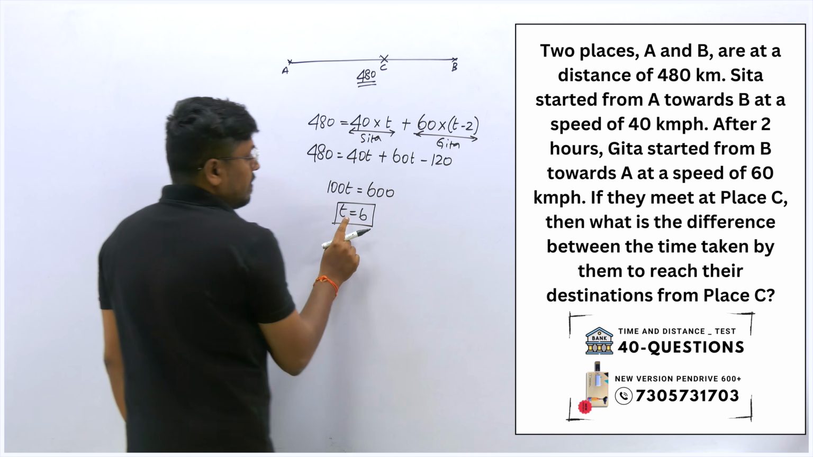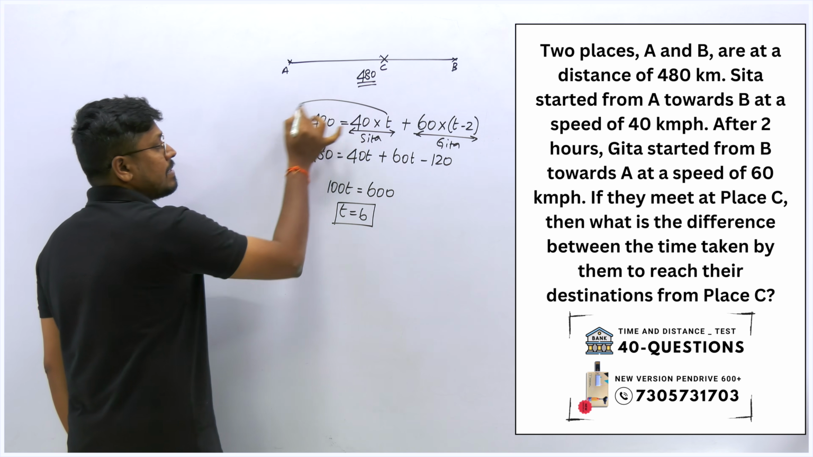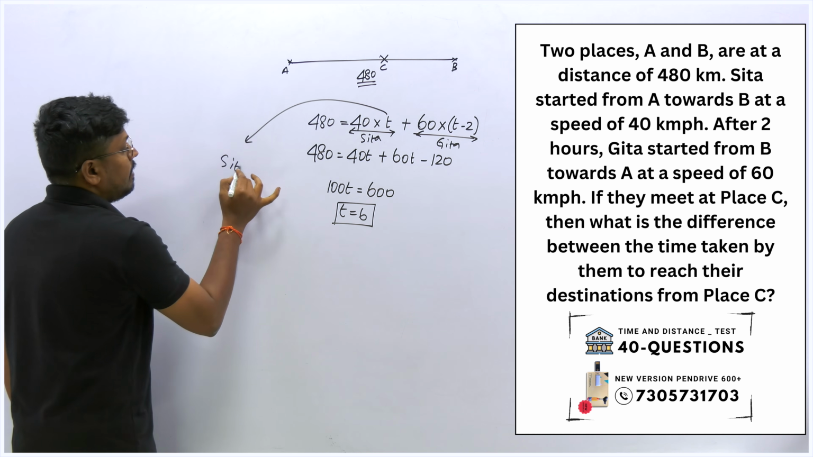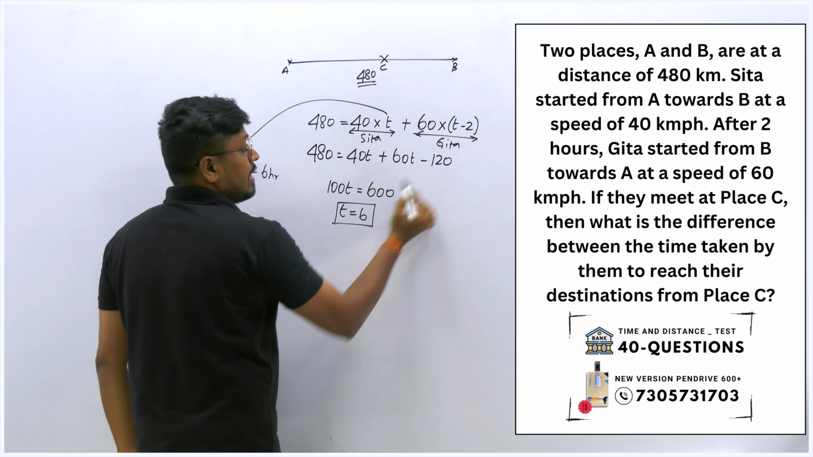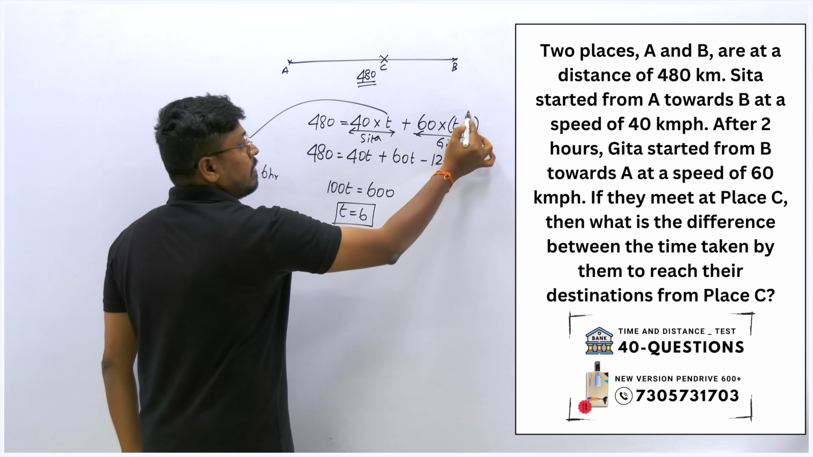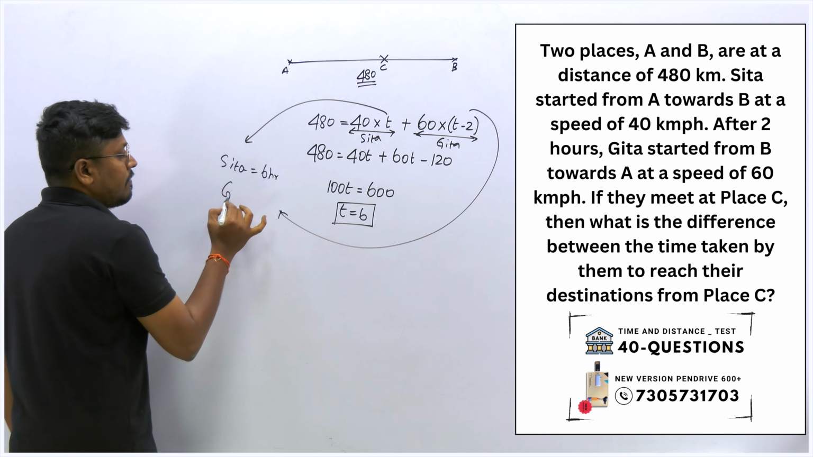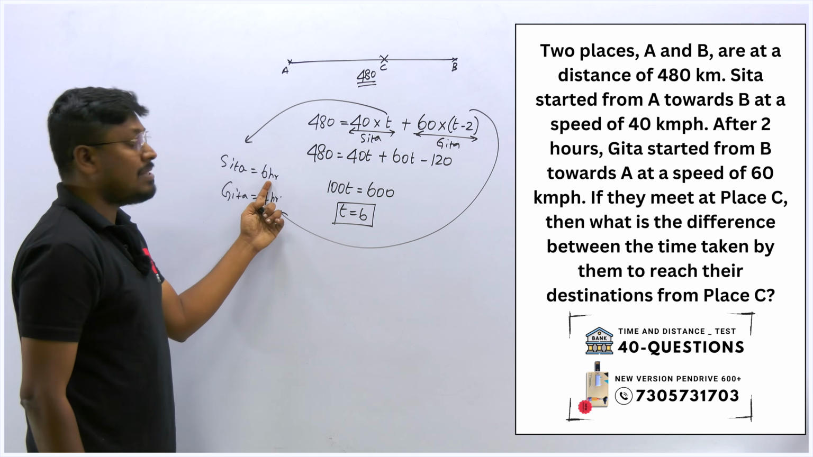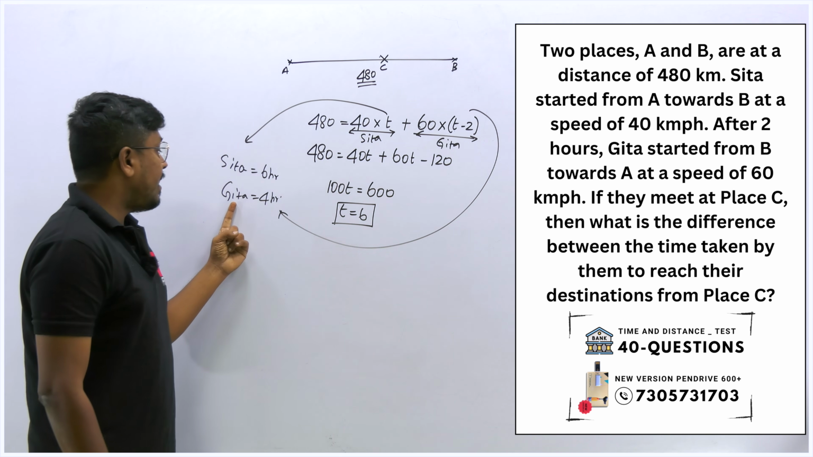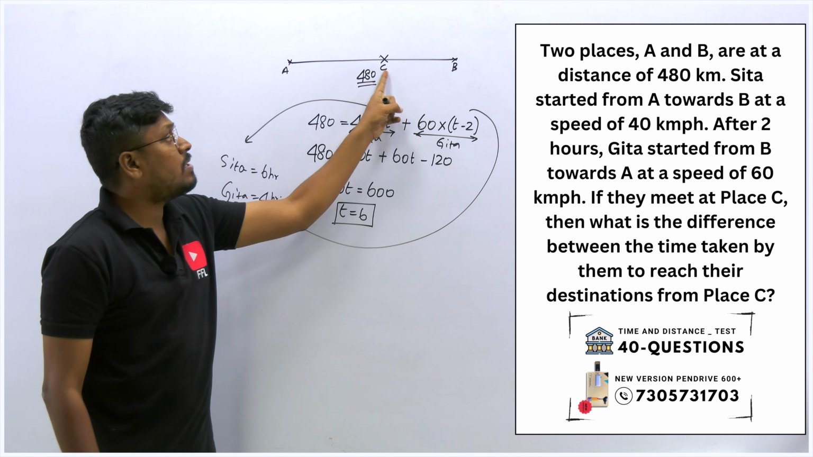So now we found the time taken is equal to 6. So we can say that Sita's time taken will be 6 hours. And similarly the second person, Geeta: t is equal to 6, 6 minus 2 will be 4. So Geeta's time taken will be 4 hours. Which means the first person Sita will reach point C in 6 hours, and similarly Geeta will take only 4 hours to reach point C.